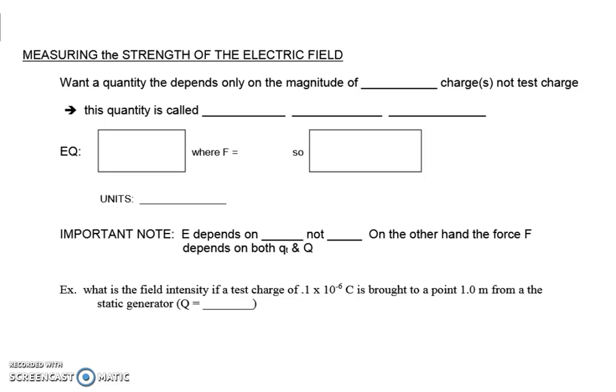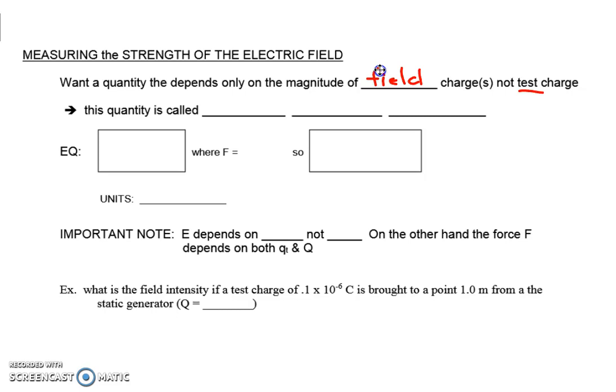Force is the push or pull due to two charges. We're coming up with a quantity that depends only on the source of the field. Okay, so there's a subtle difference there, but it's very important. We want a quantity that depends only on the magnitude of what we call field charges, and not what we call a test charge.